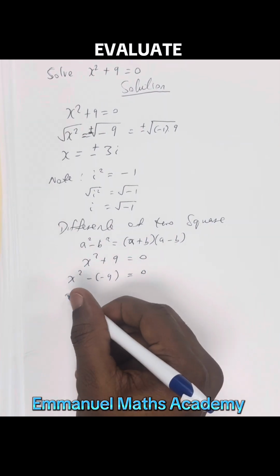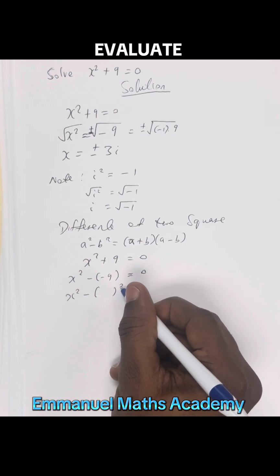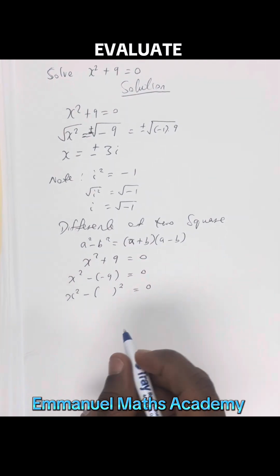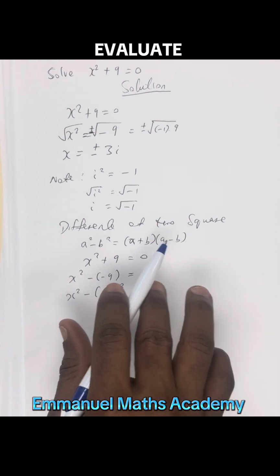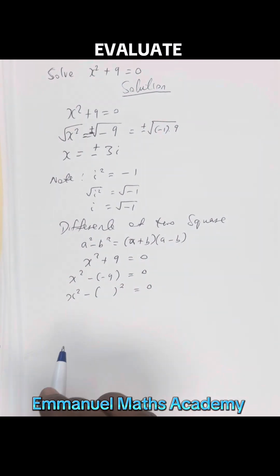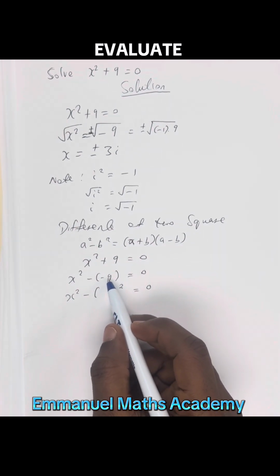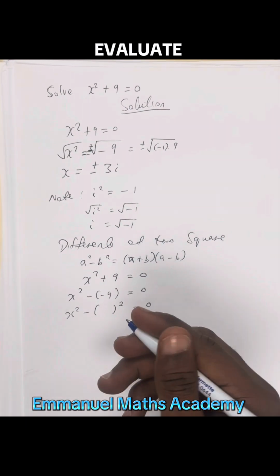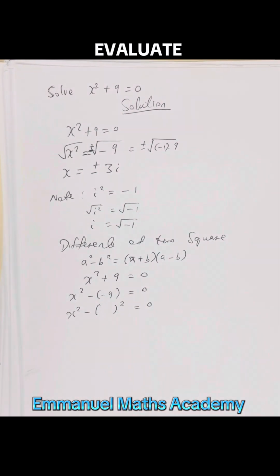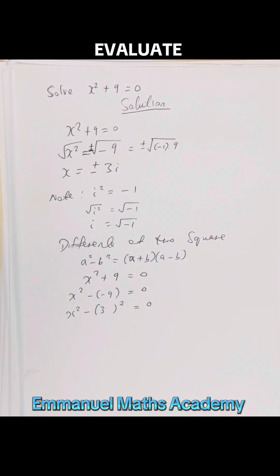From here, you have x squared minus something squared will give you 0. So you want to put it in this form so that you can actually separate this, right? So from this, how do you break this down? You have minus 9. The square of what number will give you 9? So that's typically the question. The number is what? 3, right?